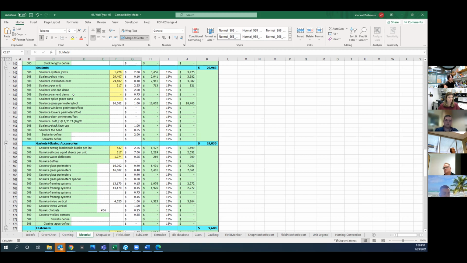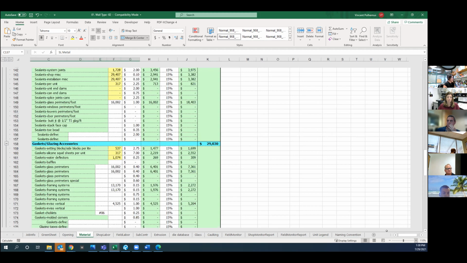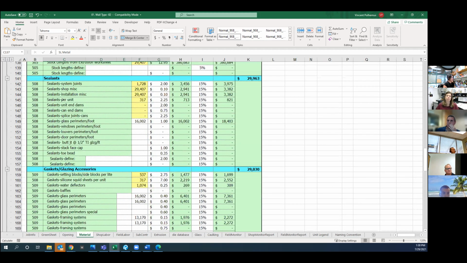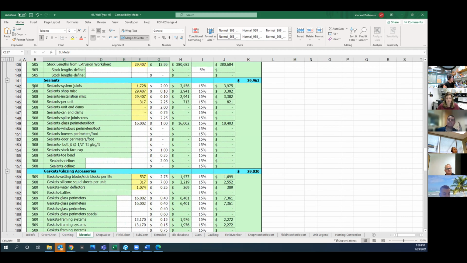Candace, do you have a question? I'm super blind. Is this just internal sealants on the units, or is this also our sub? That's a great question. This is material. This is for cost code 508. This is just you buying sealant.